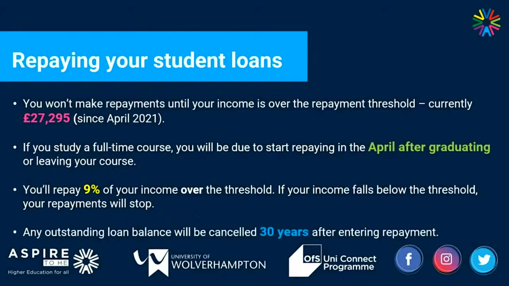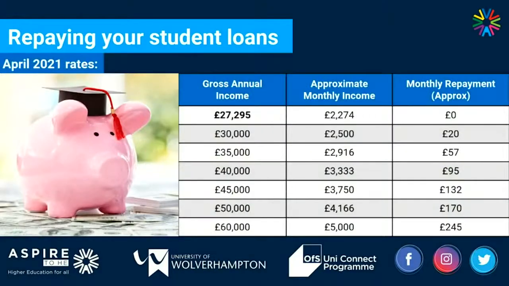And finally, any outstanding loan balance will be completely wiped off 30 years after you first start repaying your loan. So whatever loan balance you had left to pay after this time, you would never have to pay back. This table should hopefully make the repayments a little clearer.